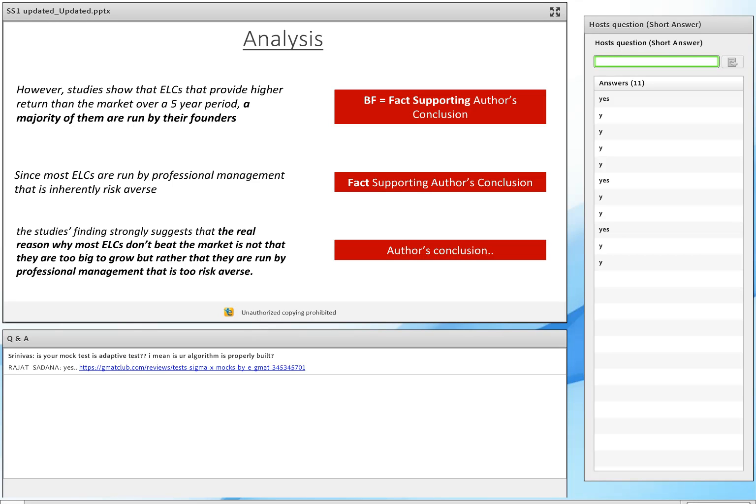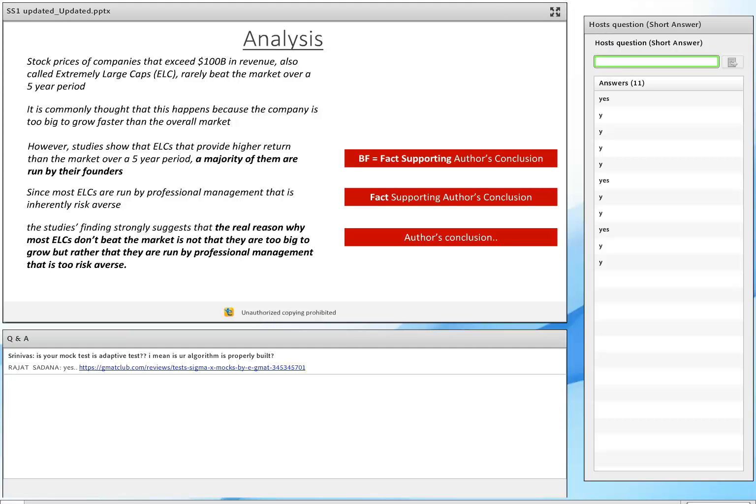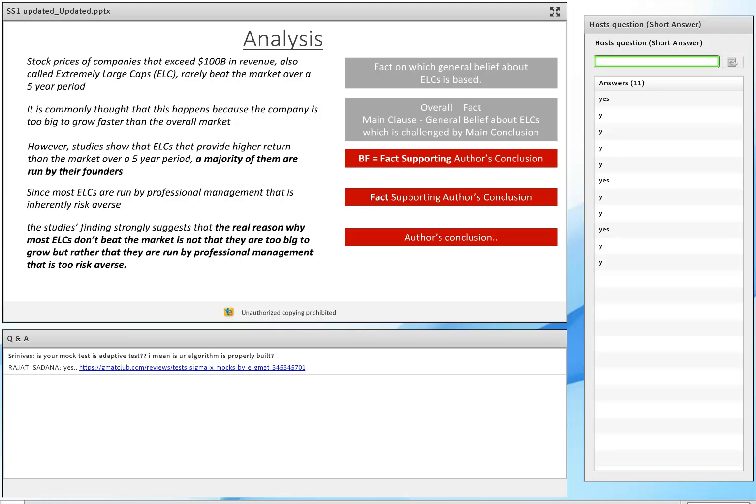Statement number 3, they have two data points. These data points talk about that group of ELCs that beat the market. The author uses these data points as a basis for his conclusion, so they support the author's conclusion as well. Statement number 2 has an opinion in there. So statement number 1 is context, and statement number 2 has an opinion in there which is challenged by the main conclusion. Now take a look at this. This is what we call the structure of the argument. Is that clear to you? Perfect.